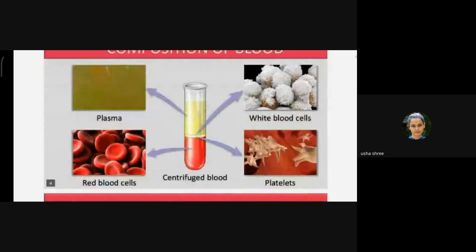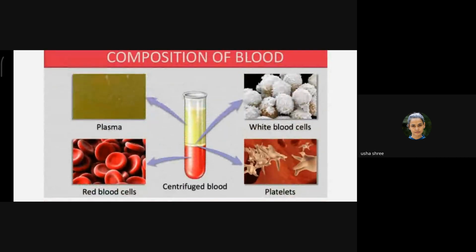Now, these are the compositions of blood: white blood cells, red blood cells, plasma, and platelets. These are the four main components of blood.